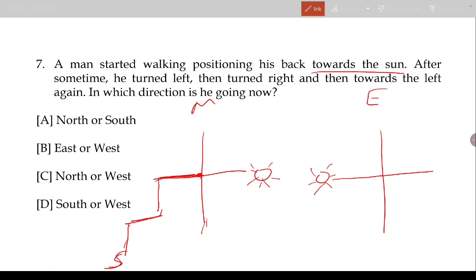If it's evening time, the sun will be in the west. So similarly, the man is moving here. After some time, he turned to the left side. Then he turned right again, and then towards the left. In which direction is he moving now? He is going north. So the answer for this question will be north or south. Because if it's morning time, he is walking in the south, and if it's evening time, he is walking in the north. So your answer will be north or south.